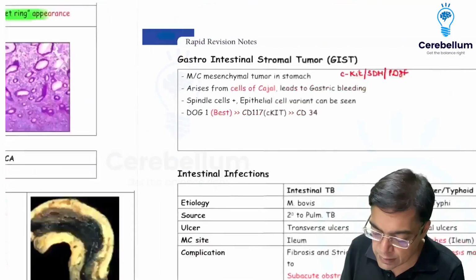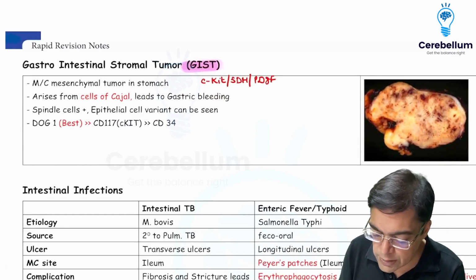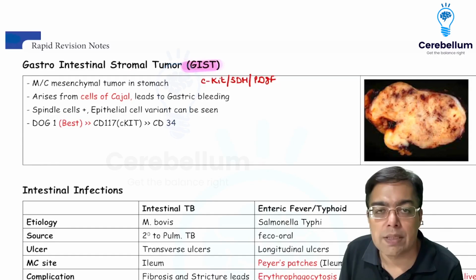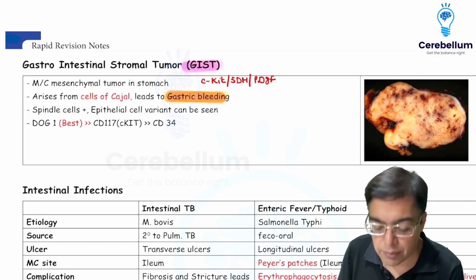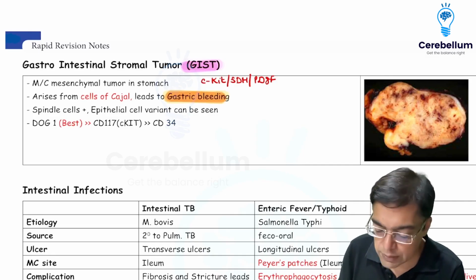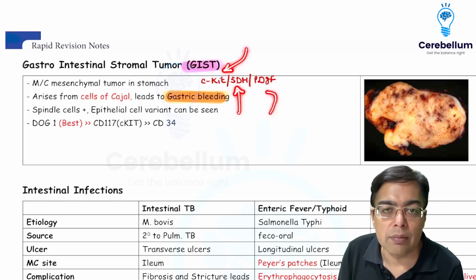Having said that, we need to be familiar with the mesenchymal tumor that is present in the stomach, which is given the name of GIST. GIST is an example of a tumor which is arising from the cells of Cajal. This is a tumor which is going to have increased tyrosine kinase activity. And because it is a mesenchymal tumor, the clinical presentation of the patient is in the form of gastric bleeding. At a genetic level, this is a tumor that is associated with certain types of markers, for example, c-KIT, succinate dehydrogenase, and platelet-derived growth factor.